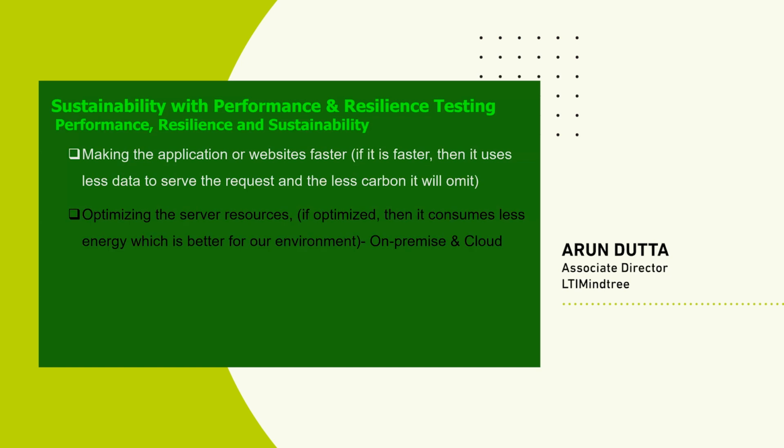And the second part is, we performance testers always think about optimizing the server resources, and that is our job, right? If the server resources are optimized, then basically it consumes less energy, right? The moment it is optimized, it will be consuming less energy, and that is why it is better for our environment. So there are two ways performance testers and performance engineers help in sustainability or reducing the carbon footprint: one by making the application faster, and one by optimizing the server resources. And both of these are a performance tester or performance engineer's job.